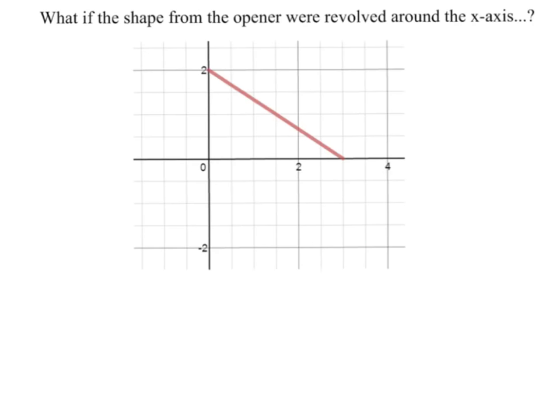So if I revolve that shape from the opener around the x-axis, I want you to think about this. If I took this thing and revolved it around, what shape would I end up with? Well, I'd revolve it out from the screen like that. Of course, the back would be something like this. It would look like a cone. Now, I'm going to erase this back three-dimensional line for now just so it doesn't get in the way.